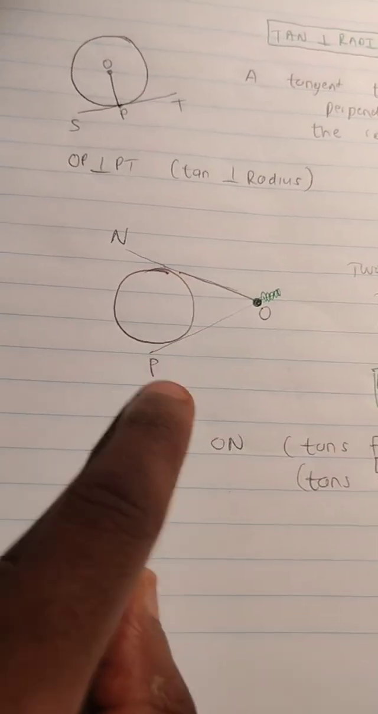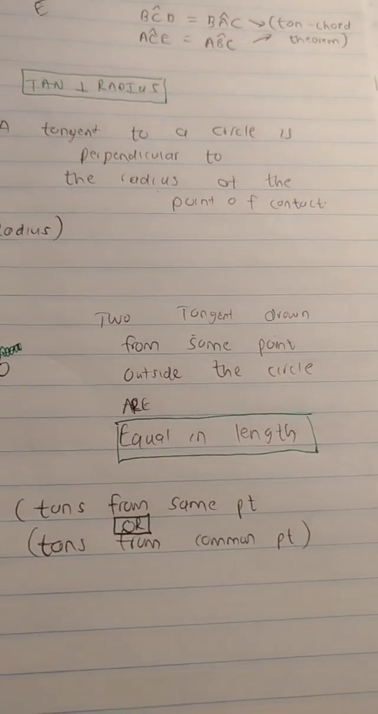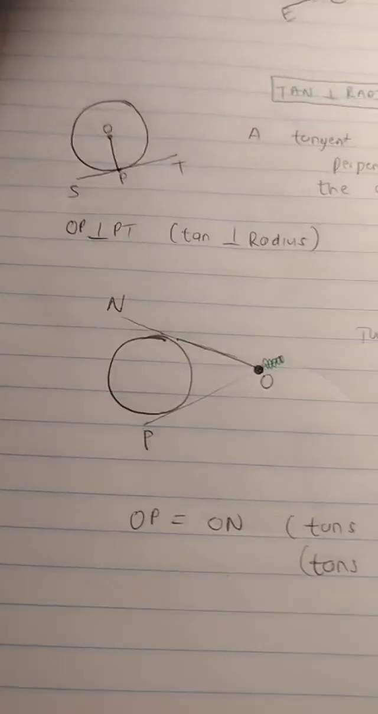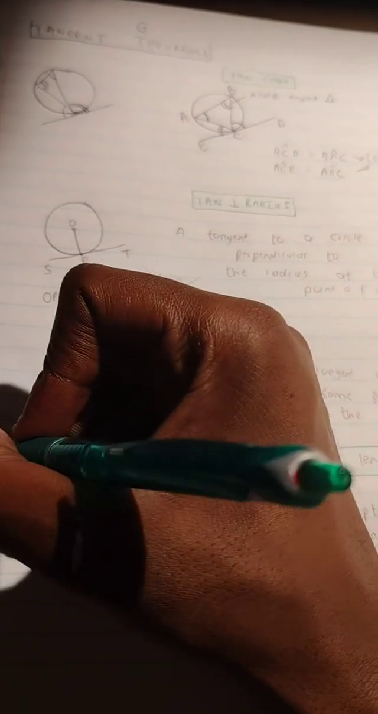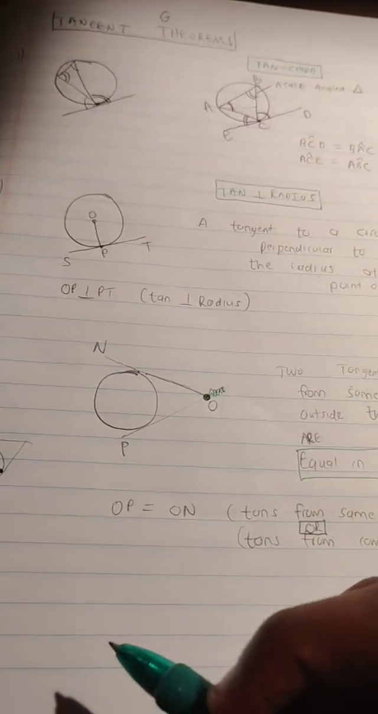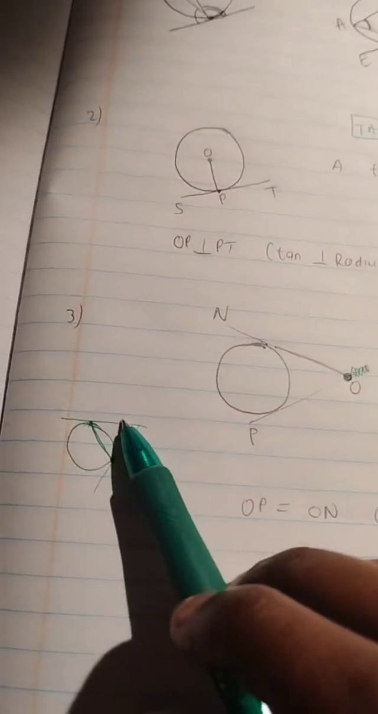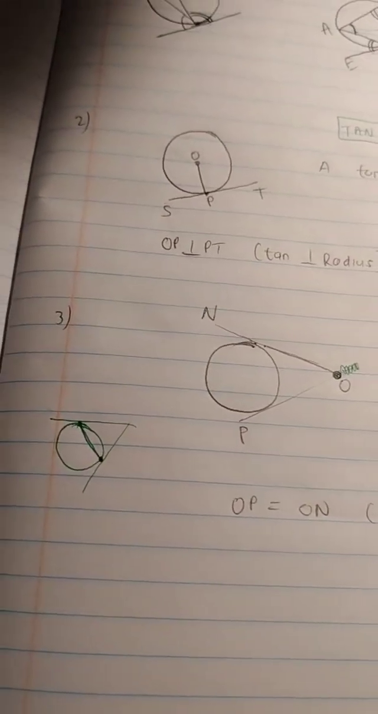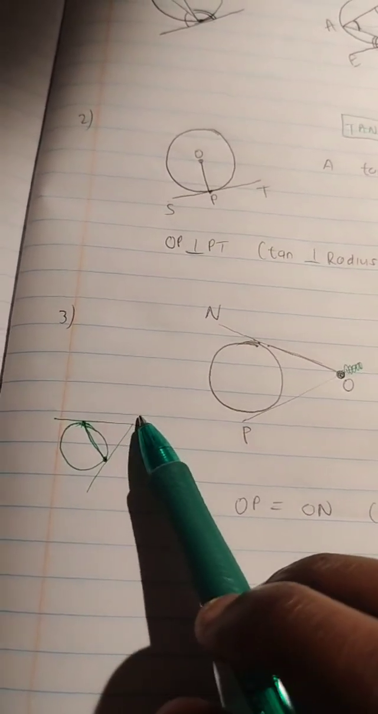Sometimes this property, that tangents from the same point outside the circle are equal in length, is useful in situations where they have, let's say, a circle with tangents drawn, and maybe they give you the lengths of the sides. Then you can use the idea that tangents, if they are drawn from the same point, are equal.